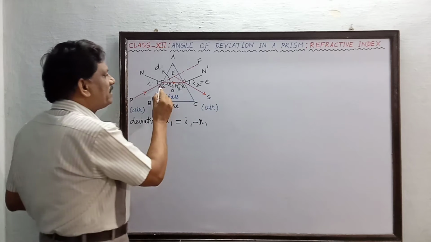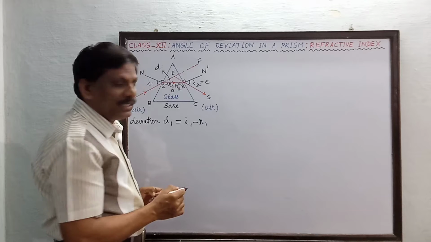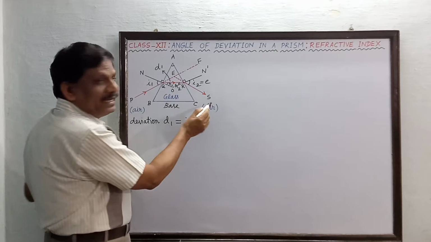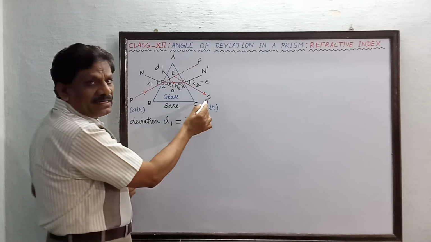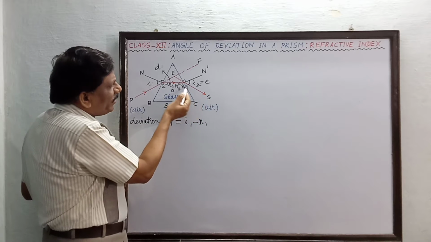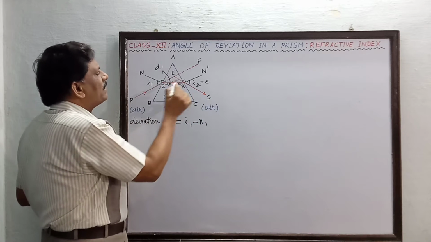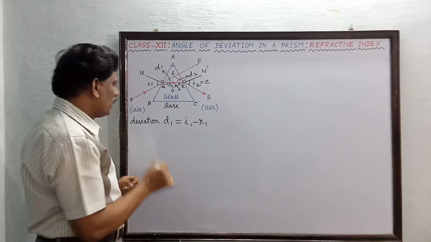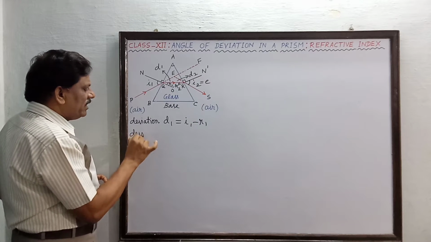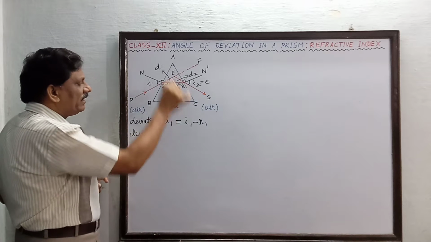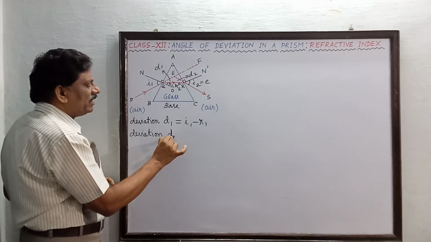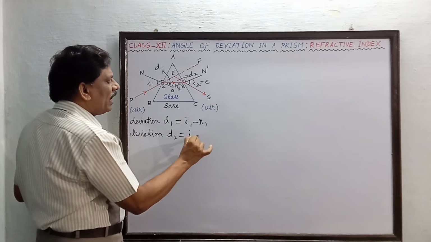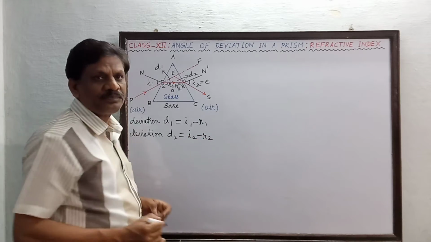Okay, then the light travels along the path QR, and once again it is bending down along the direction RS. If RS is produced backward, you can see that there is another angle of deviation D2. So there is another deviation on the second surface AC. That is, deviation D2 is equal to I2 minus R2.